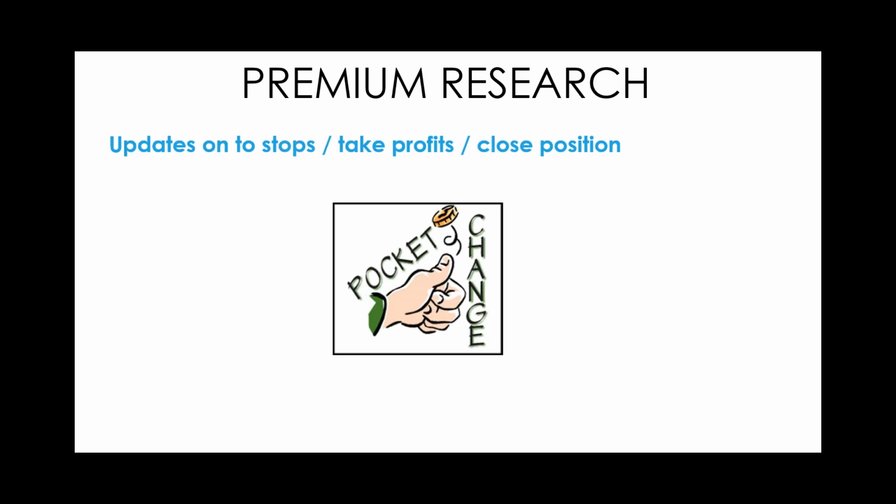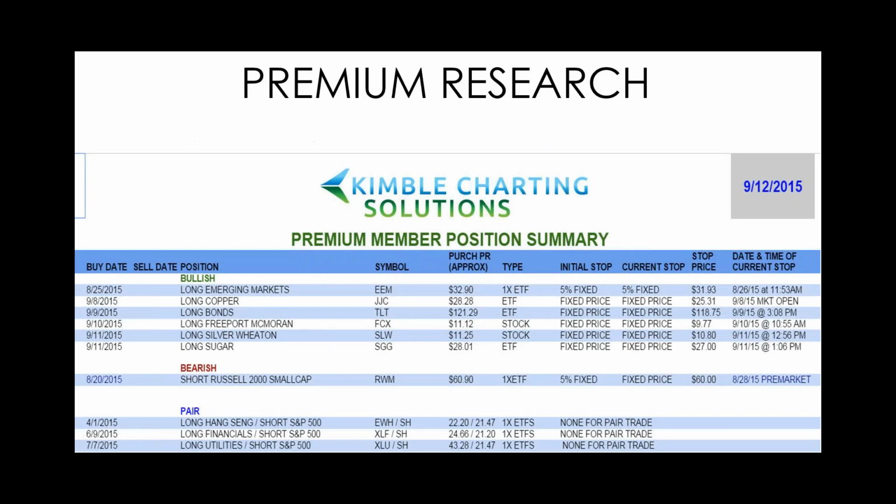So updates on stops, taking profits along the way, we call it pocket change. And when we close a position, the only time we don't update you is probably when something is stopped out. We expect everyone will have their stops in place, and we already know you're getting enough emails, so we want to be careful not to overkill.